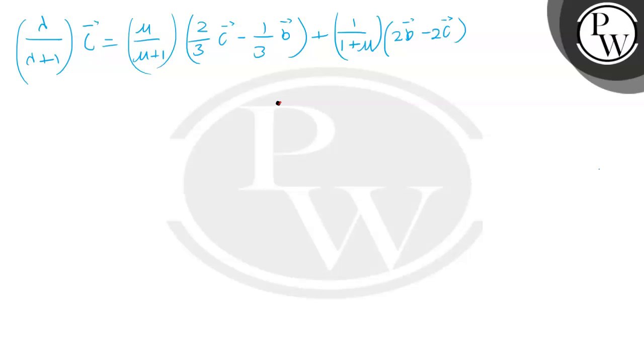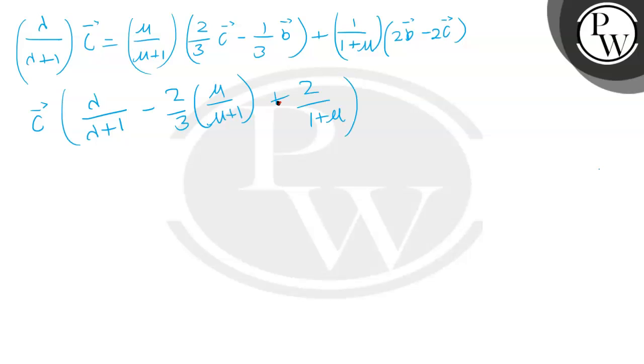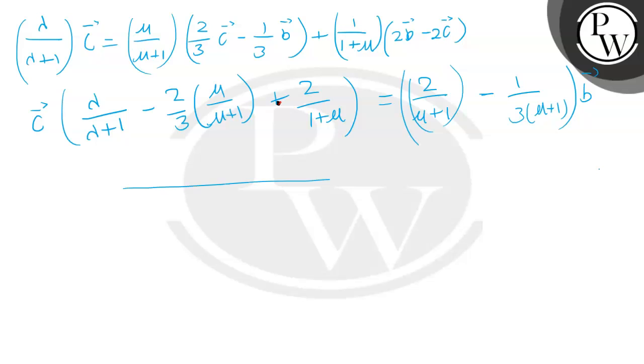Now just take all the C vector together, then what we got is minus 2 by 3 of mu by mu plus 1 plus 2 by 1 plus mu equals to, now taking all B vector together, we got 2 upon mu plus 1 into minus 1 by 3 mu plus 1 into B vector. Now just simplify this more, taking 1 plus mu to be the LCM, what we got, if we take 3 mu plus 1, the LCM of mu plus 1 in here, we got minus 2 mu and plus 6.